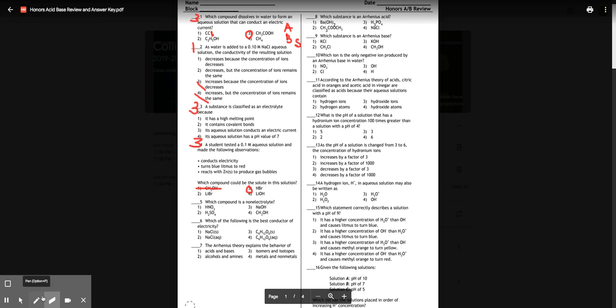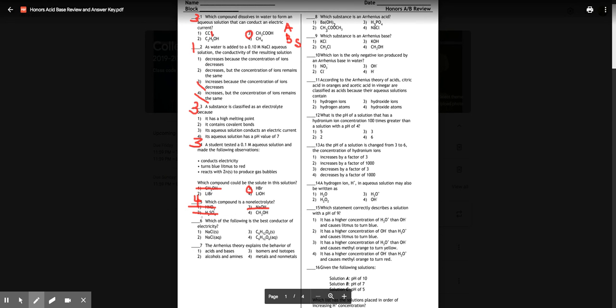Which is a non-electrolyte? So we're not looking for acids. We're not looking for bases. We're not looking for salts. This is on table K. It's an acid. Table K, acid. That's on table L, base. Yeah, here it is. This is organic. This is an alcohol. Choice 4.